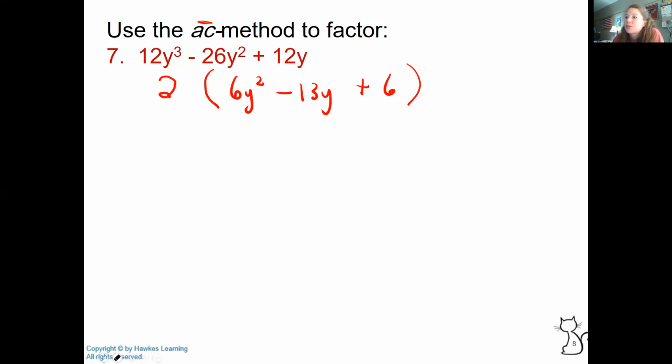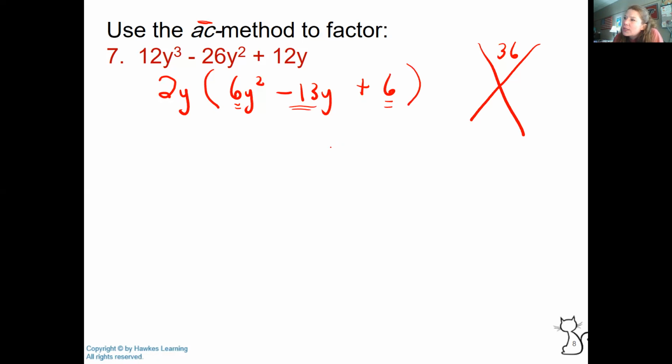Now we're going to multiply our first term by our last term. So we're ignoring the 2y. So we're going to multiply 6 times 6. And I think your college instructor already started this the other day, introduced this to you. So 6 times 6 is 36. So we're going to write this trinomial into a 4-term polynomial where the two middle numbers need to multiply to give us 36 and add to give us negative 13.